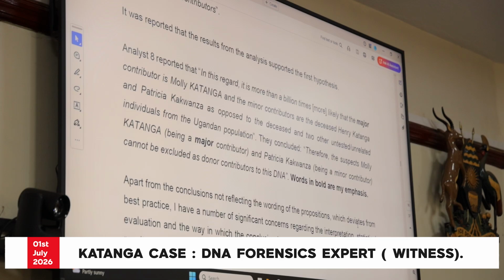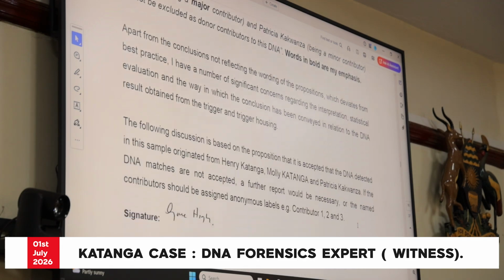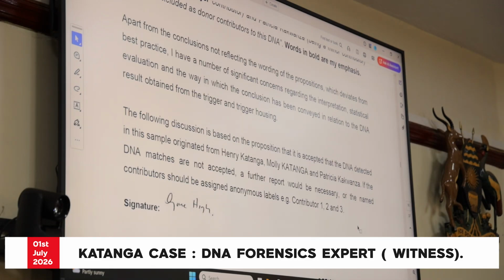The statistic, if deemed appropriate, is merely 1 billion times more likely that DNA from Molly Katanga was present rather than from an unknown, unrelated individual. The statistical software does not dictate whether she was a major profile or not. And so this sample 19, what sample was it? This was from the trigger and trigger housing.